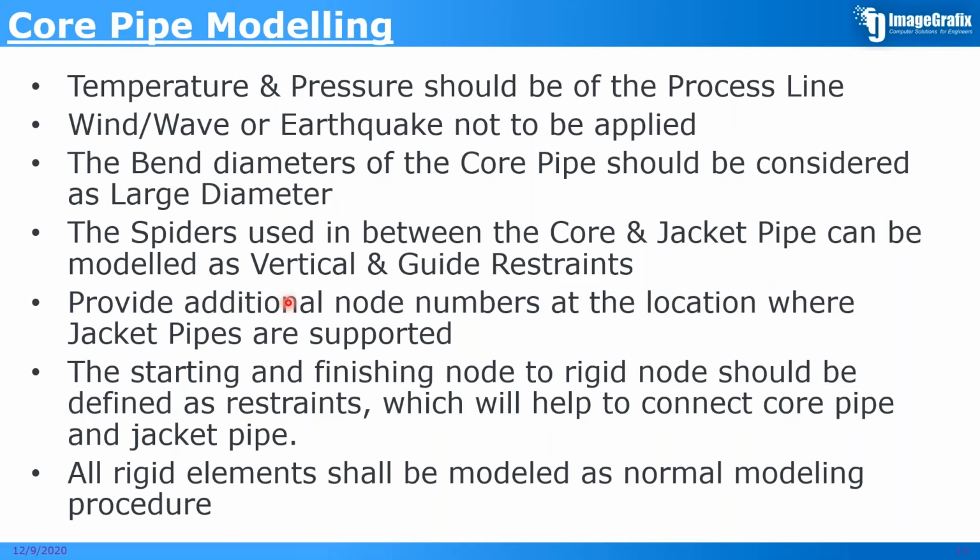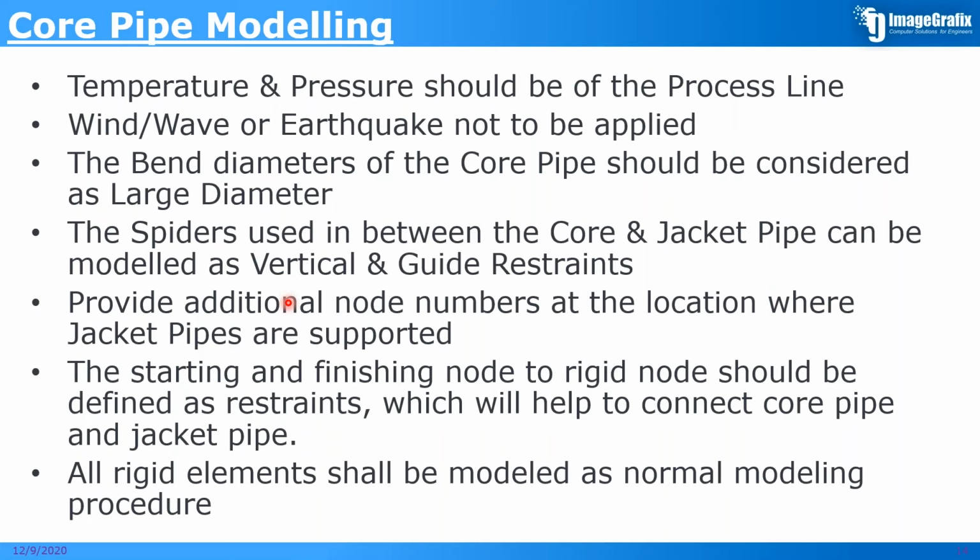Say my start point is some rigid point, it could be your equipment nozzle point or some other rigid point. In that condition, if your core pipe and jacket pipe are starting from the same location, both need to be anchored and interconnected. Then only will they move together easily. Next, the rigid elements shall be modeled as per the normal modeling procedure. That is nothing but your valves or strainers or some special elements coming into your core piping segments. That can be modeled as in our regular model.